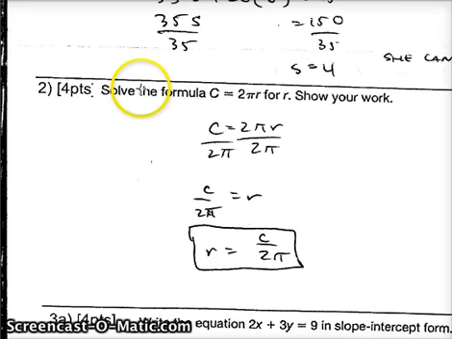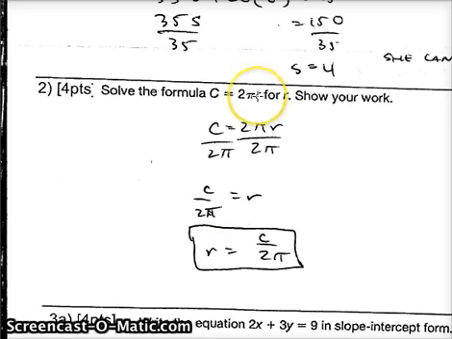Question number 2. Solve for the formula C equals 2 pi r for r. Show your work. The common mistake is students thought you were solving for the circumference. You should recognize that you don't have any information. You don't know the circumference and you don't know the radius. We did these problems in class where you highlighted the r, which means you need to get r by itself. Look at the answer. Here, r is by itself.